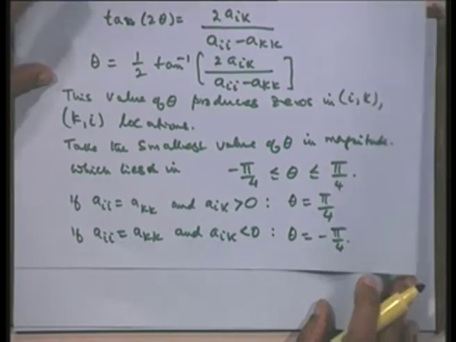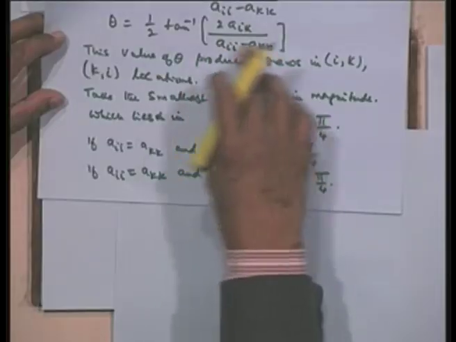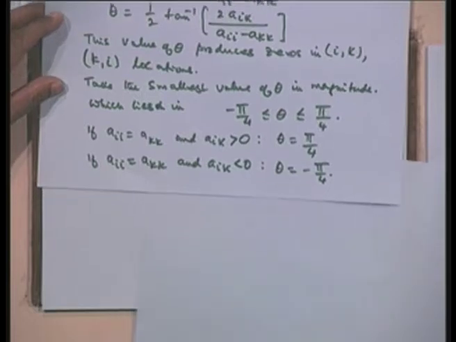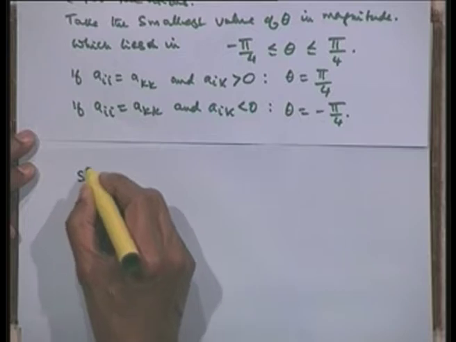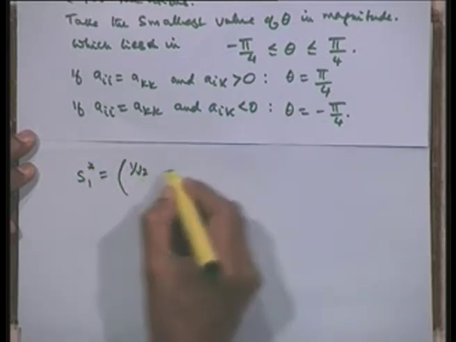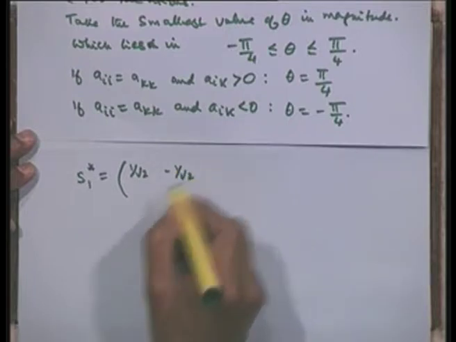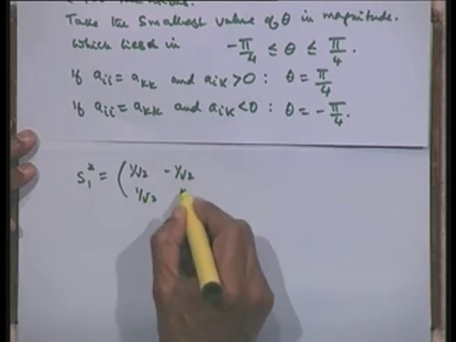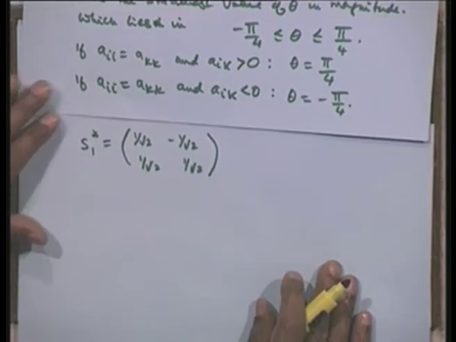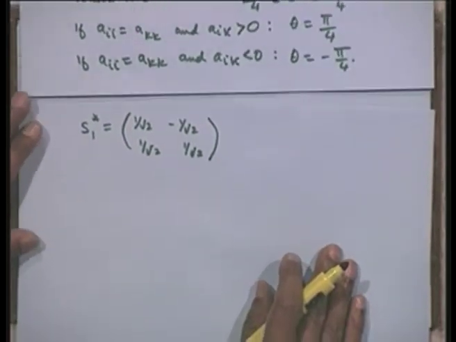Therefore, if in any particular case we are fortunate to have the diagonal elements equal, then they are going to cancel, and the rotation will be by an angle of pi by 4. The matrix S1 star would look very nice, because in that case S1 star will simply be cos of pi by 4 which is 1 by root 2, sin of pi by 4 which is 1 by root 2, and so on, all entries 1 by root 2. The rotation matrix looks very simple for our computational purposes.